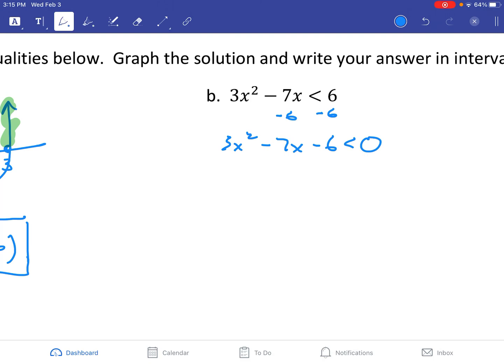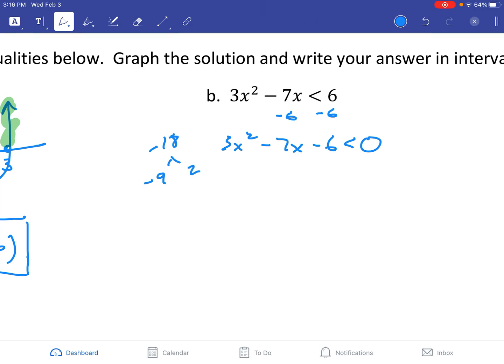If we factor this, let's do the bottoms up method. So we have 3 times negative 6, which is going to be negative 18. Two factors of negative 18 that add up to negative 7 are going to be negative 9 and positive 2.